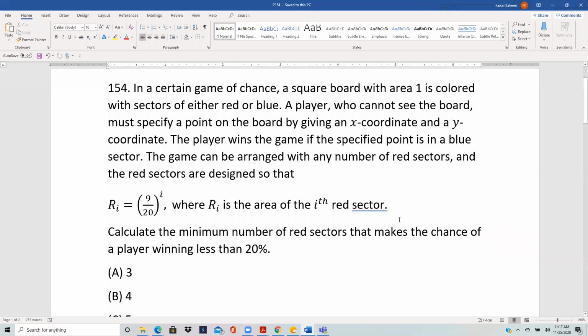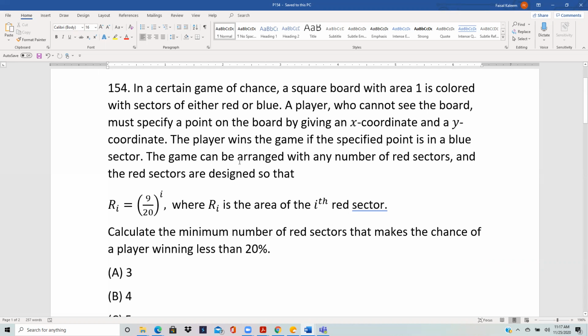In a certain game of chance, a square board with area 1 is colored with sectors of either red or blue. A player who cannot see the board must specify a point on the board by giving an X coordinate and a Y coordinate. The player wins the game if the specified point is in a blue sector.